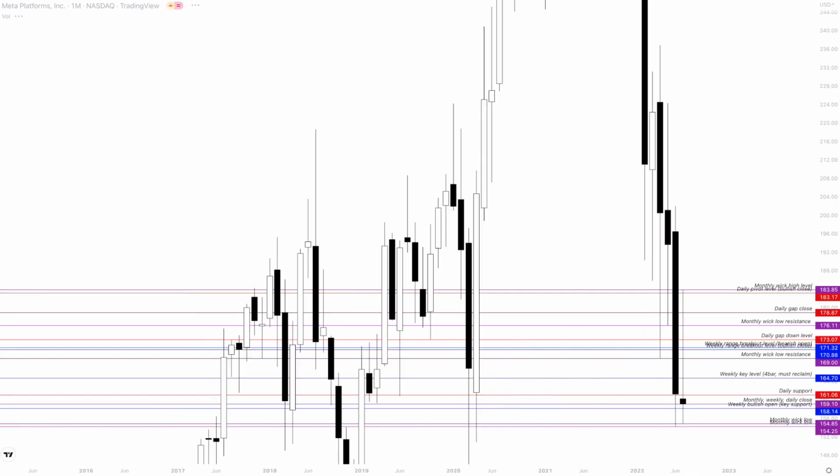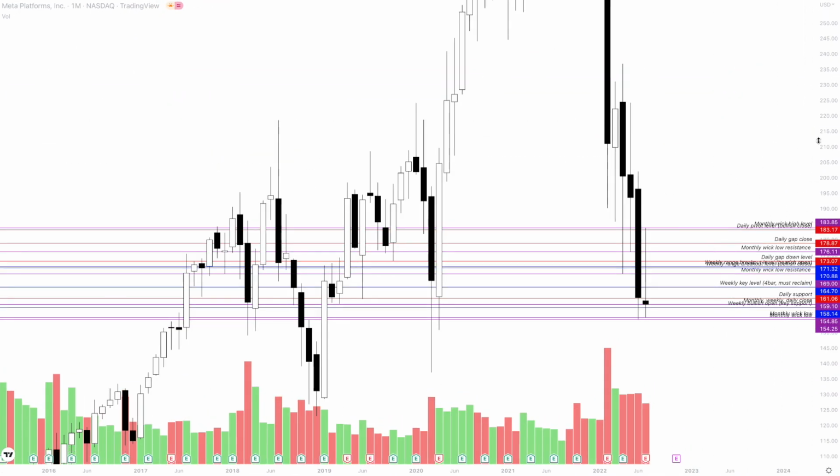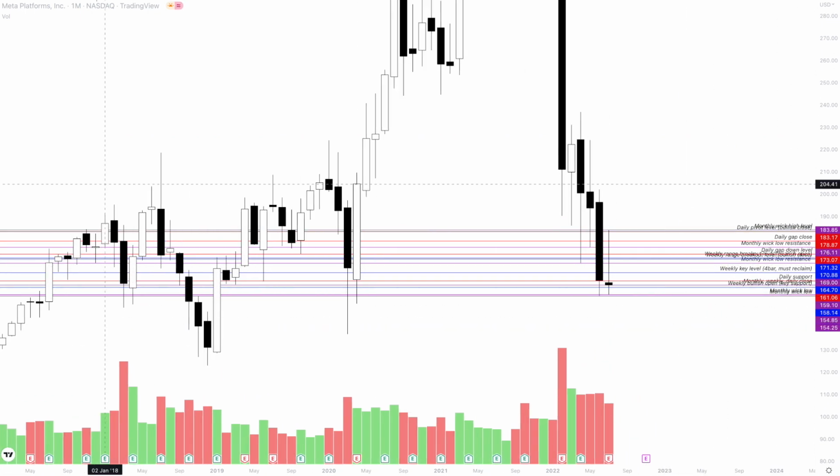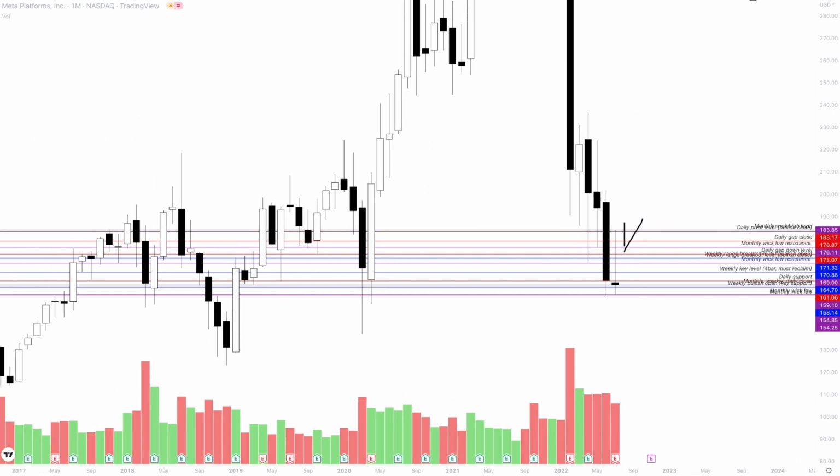Next up is Meta. If we go back to the monthly chart again, very, very bearish candle on Meta so far. It is actually holding this recent support around here, which of course is bullish. But this candle right here is very, very bearish. A lot of high volume selling can be seen in this monthly candlestick.